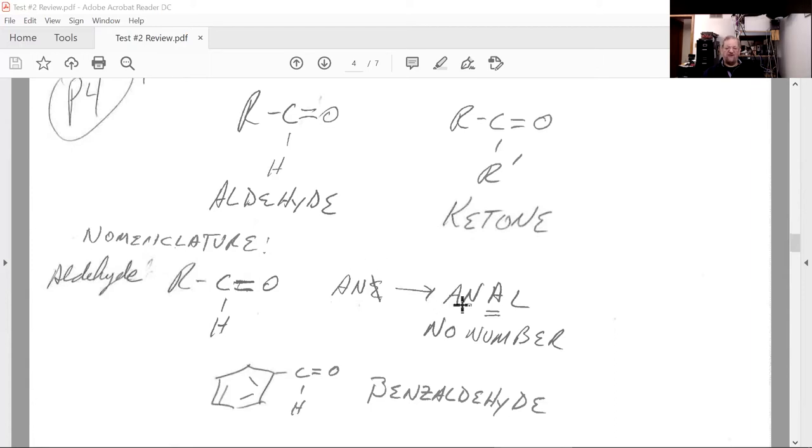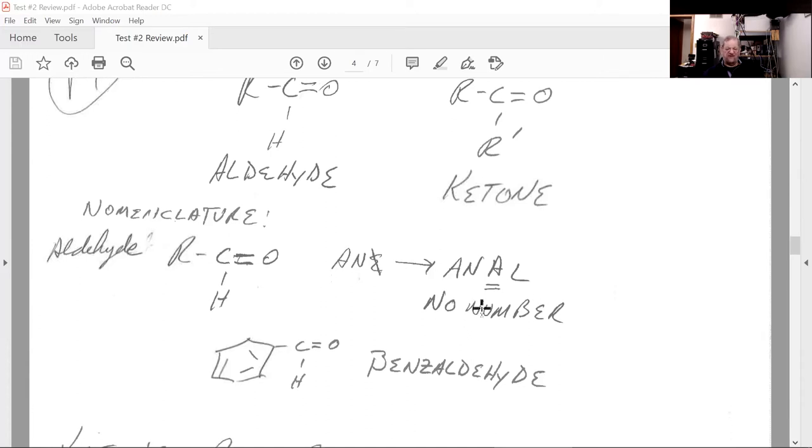One thing I should caution you, remember alcohols have an OL ending, aldehydes AL. When you're writing a name down, if it has an OL or AL ending, make sure you're clear, because you don't want me guessing, is that an O or an A? I can be 50% wrong or 50% right. Either way, I wouldn't gamble on the test, and you shouldn't either.